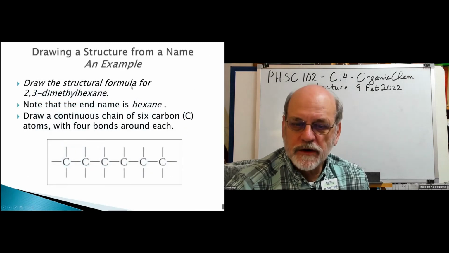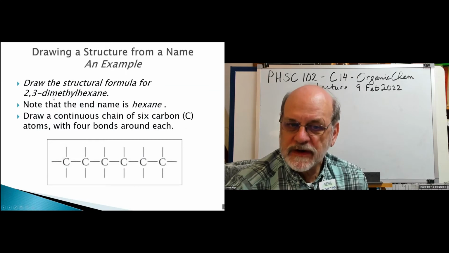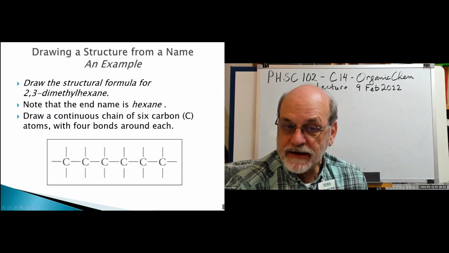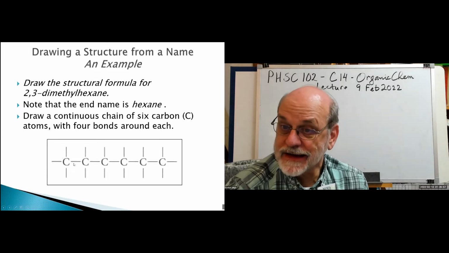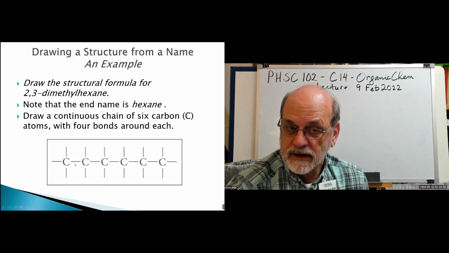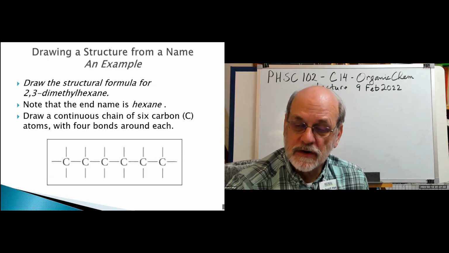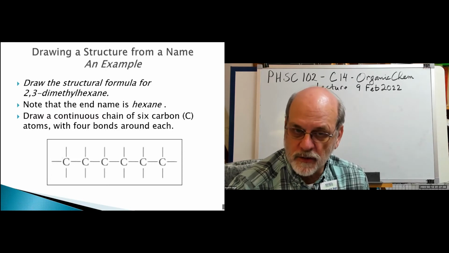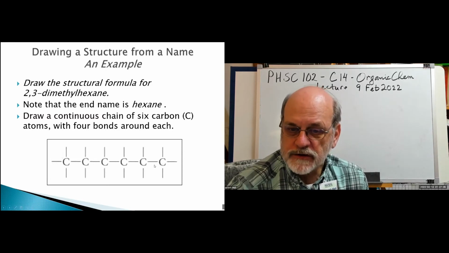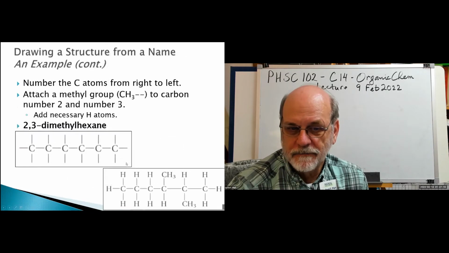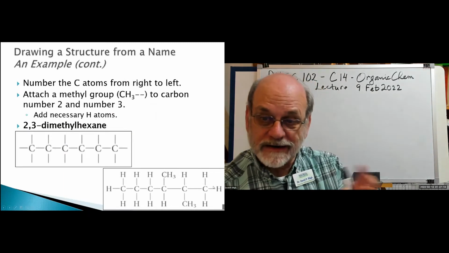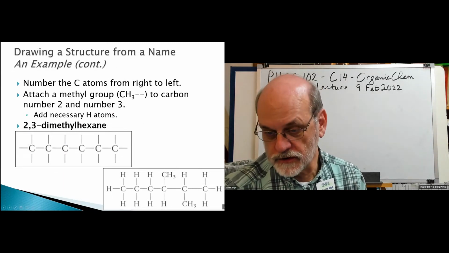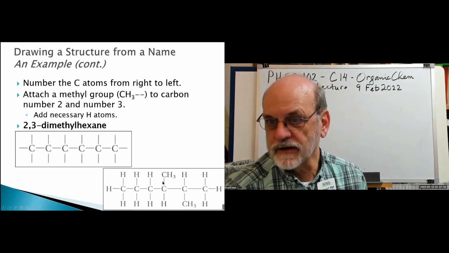So what if we wanted to draw this structure? 2,3-dimethylhexane. Hexane is the root. So we need 1, 2, 3, 4, 5, 6 carbons for the root. And we're going to put in 2 methyl groups. One of them goes on the second carbon. The other one goes on the third carbon. So if we number from right to left, we say 1, 2. There's a methyl there. 3, there's a methyl there.